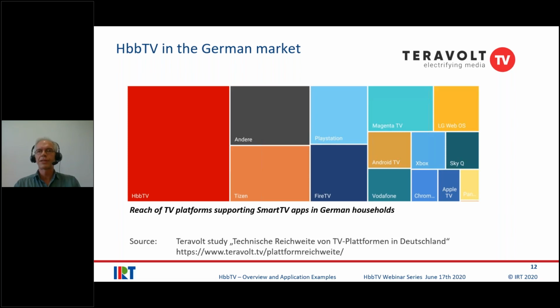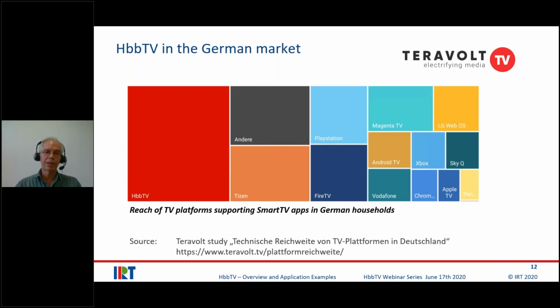This is an interesting study by Tieravold. Again, the reference is the German market. And here you see in practice the effect of having HbbTV as a standard for TV platforms supporting smart TVs. So the whole area is really apps on TVs. And you see there are many different systems and variants. So you find Apple TV here, the Chromecast stick, Fire TV. But you see that very clearly HbbTV is the one with the highest market reach.